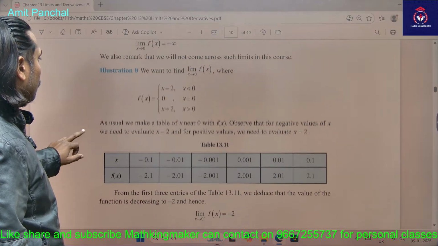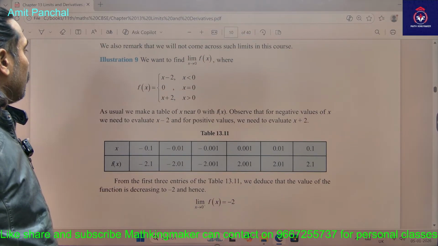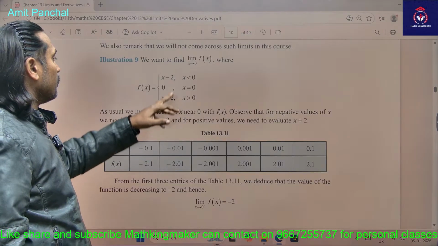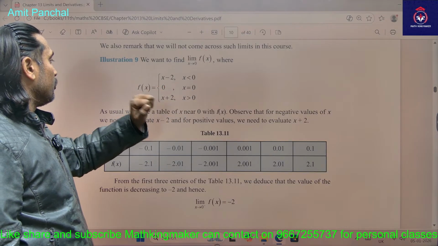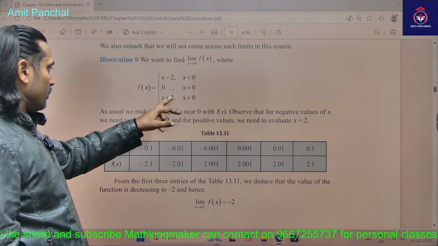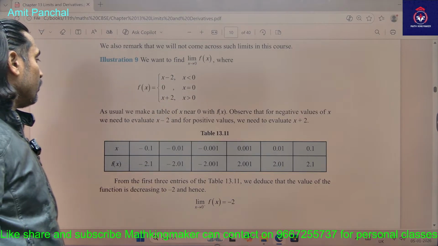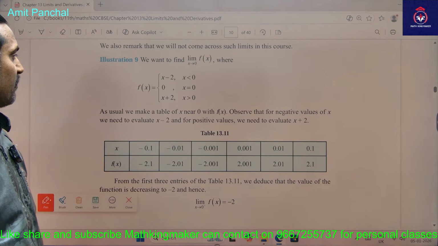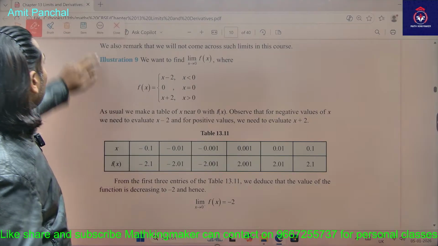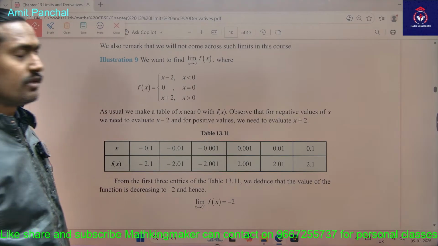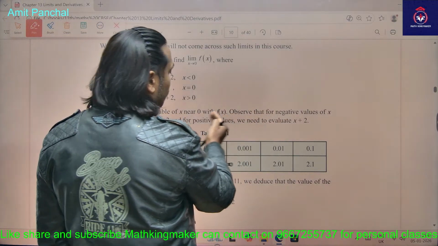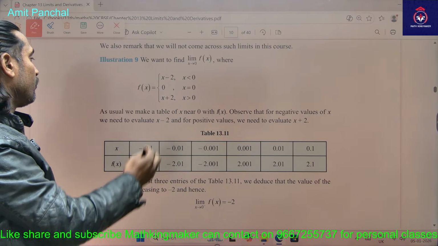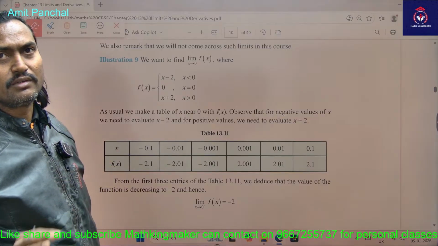Yeah, this question, we'll see this one. f(x) equals x minus 2 if x is less than 0, f(x) is 0 if x is 0, and it is x plus 2 if x is greater than 0. So first of all we'll find the left hand limit. We'll consider the point x tending to 0. So we'll find it once for x less than 0, and once for x more than 0. That means we'll have to find the left hand limit as well as the right hand limit, got it?